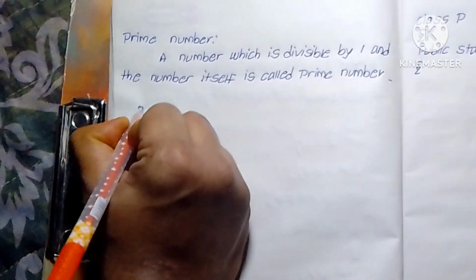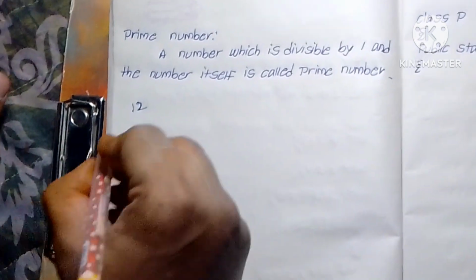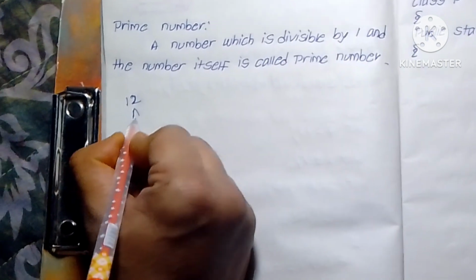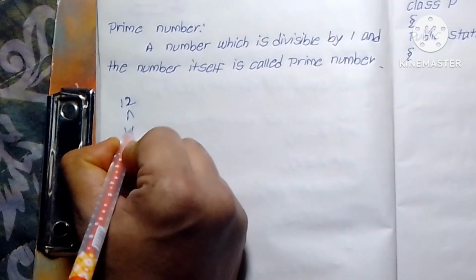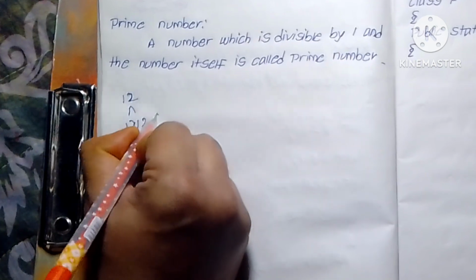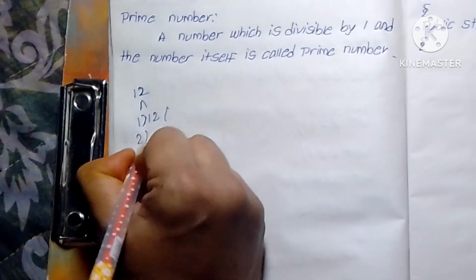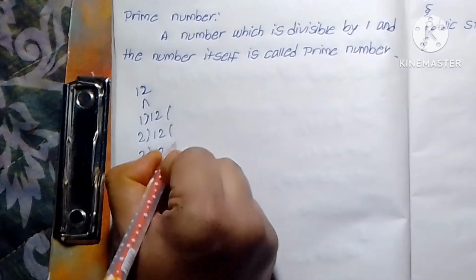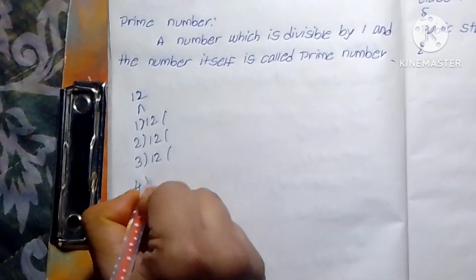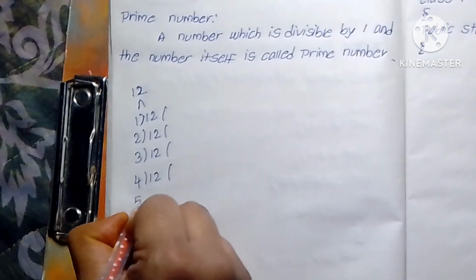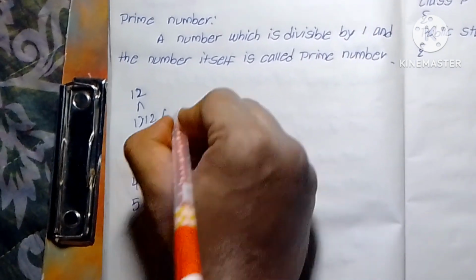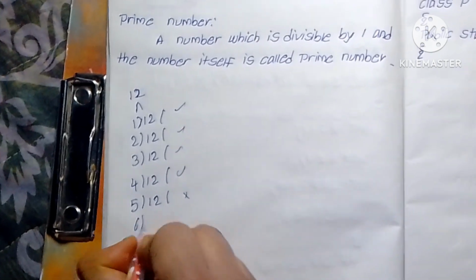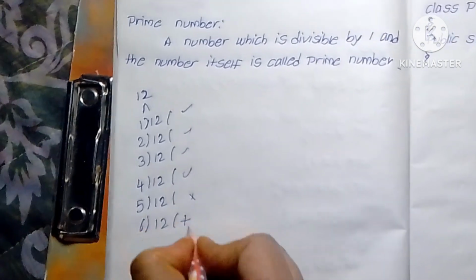Let us take example 12. 12 is divisible by 1, it means 1 into 12 is 12. 2 into 6 is 12, 3 into 4 is 12. I mean 12 is divisible by 1, 2, 3, and 12 is also divisible by 4, and 12 is not divisible by 5 here. But 12 has a lot of factors. And 12 is also divisible by 6, and 12 is divisible by 12.